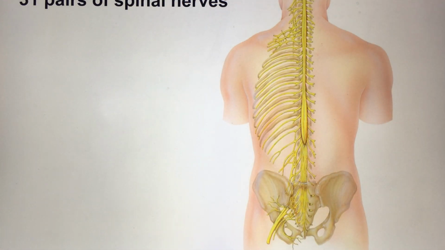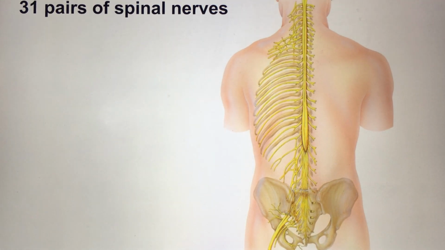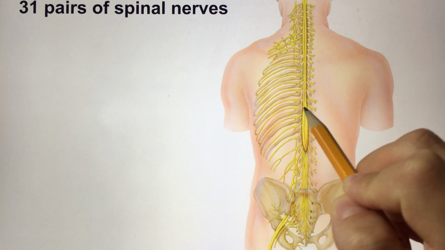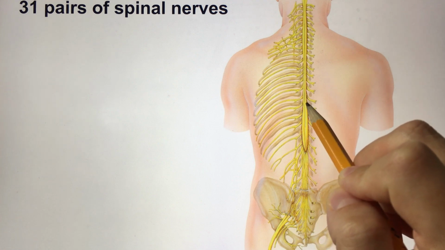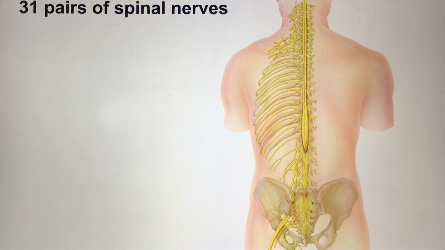Okay, so what I wanted to go over mainly is the spinal nerves. There's going to be 31 pairs of spinal nerves, and only one pair will exit between each of the adjacent vertebrae. Okay, so we're going to learn how to count them now.